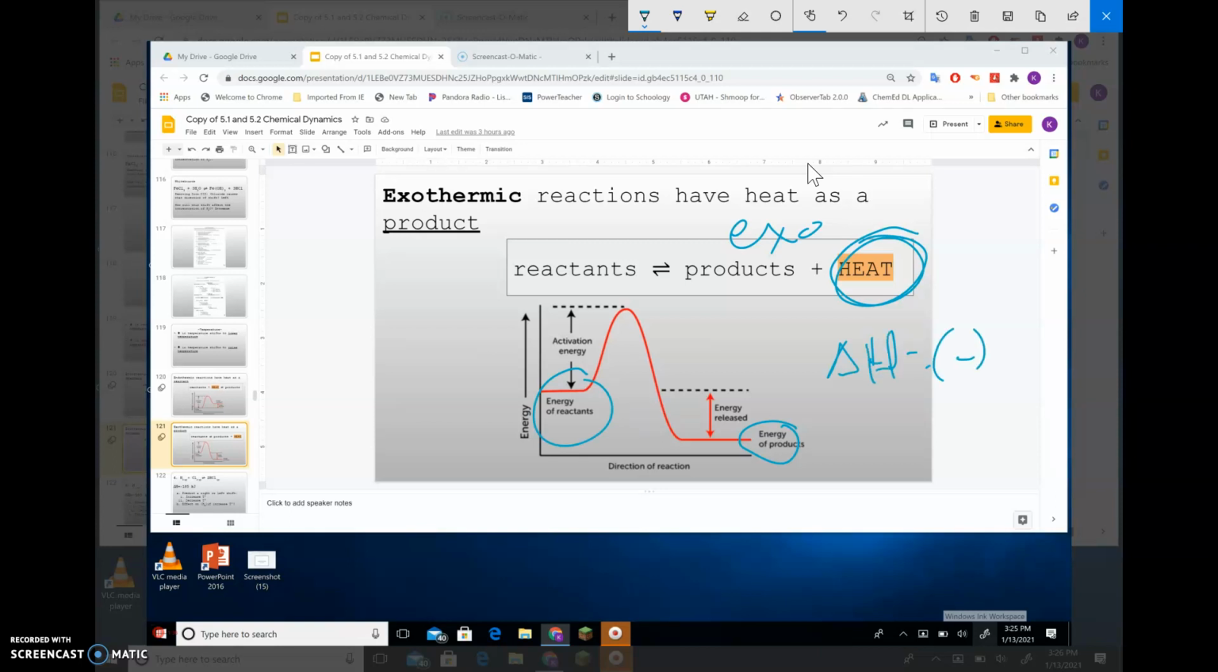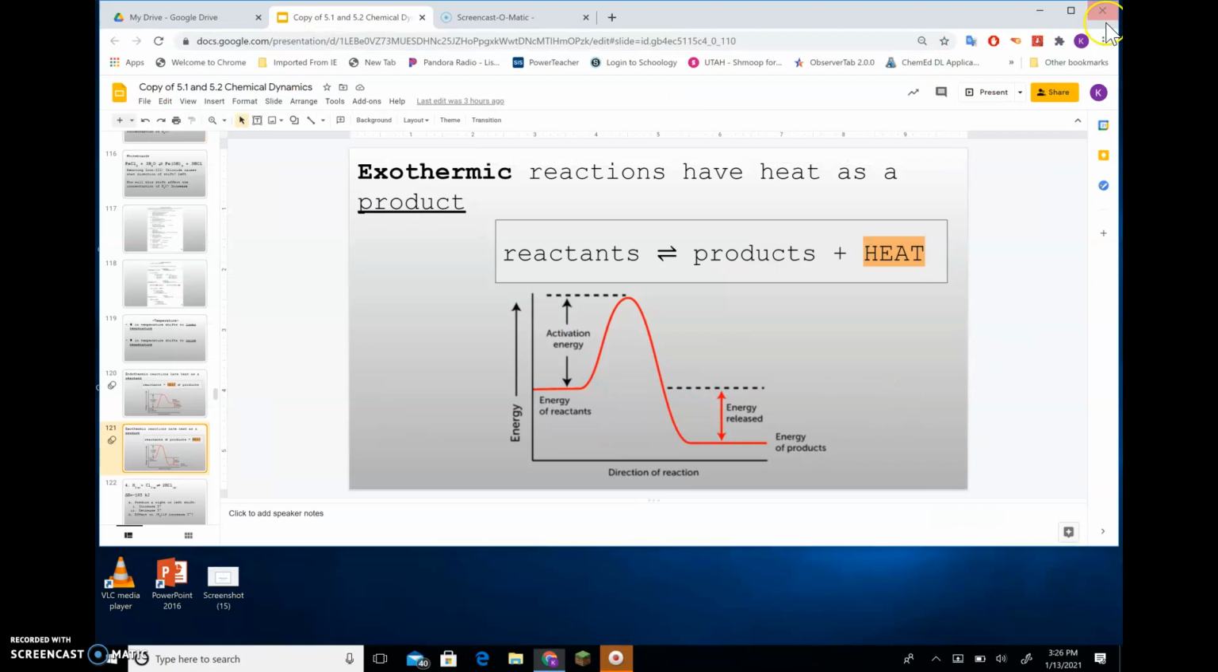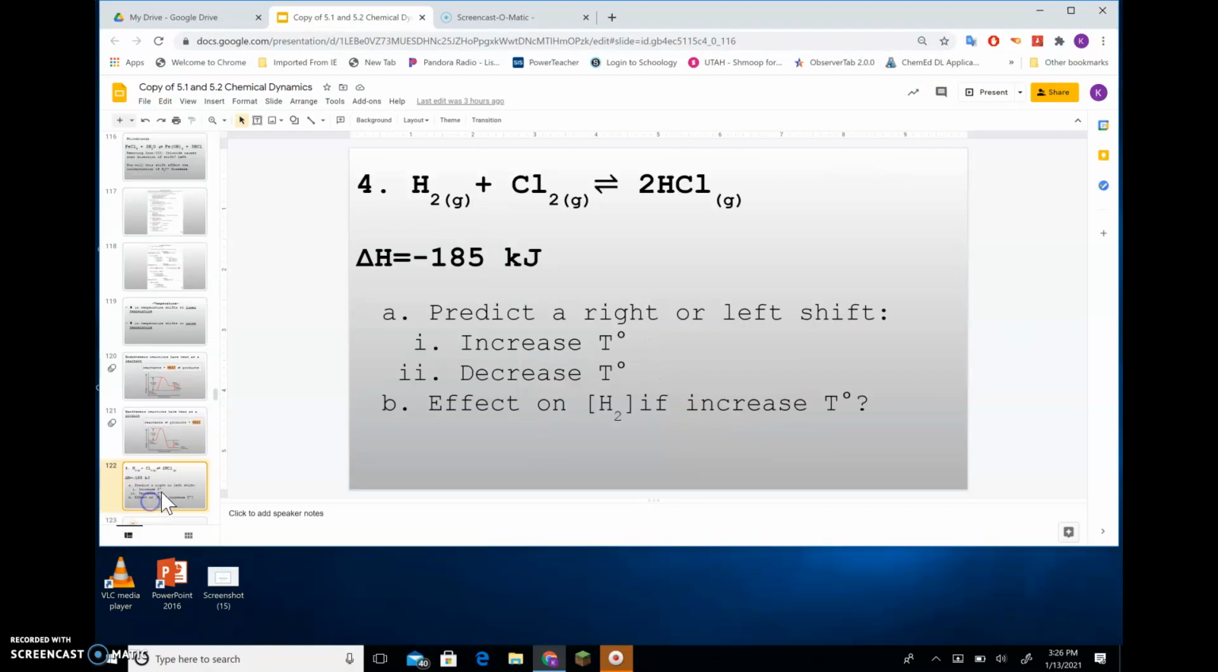So on this one, let's say that our products are 10, that our reactants are at like a 30. If I do 10, which is our products, minus 30, I'm going to get a negative 20, which of course is a negative delta H, so that means this is an exothermic reaction. Okay, so let's look at how we use these.